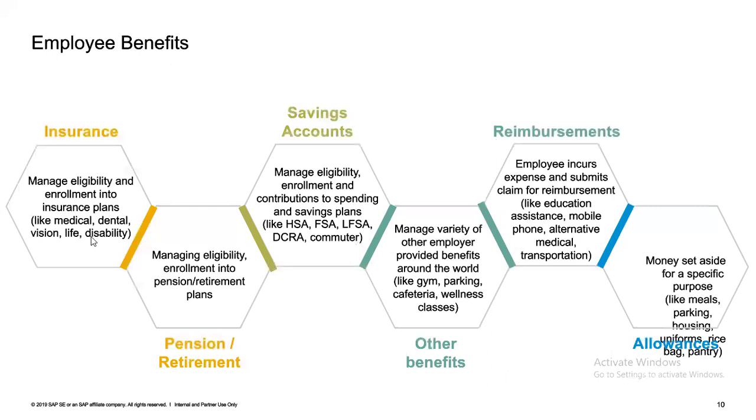Okay, so how the insurance works: in the US we can have dental, vision, life, disability, every insurance we have in the company. In pension and retirement we have eligibility of the enrollment as per your age. In savings accounts we have HSA, FSA. FSA is totally related to the US. HSA we are using here, savings plans, as per the IRDA we have that, so we can use it in the savings account. Reimbursement, whatever it is for your child's education or your education, the medical, the transportation, all these reimbursements we will carry in the employee benefits. Allowances, what is that? For example, you have meal allowances, parking allowances, uniform, bag, pantry, all these come under the allowances.